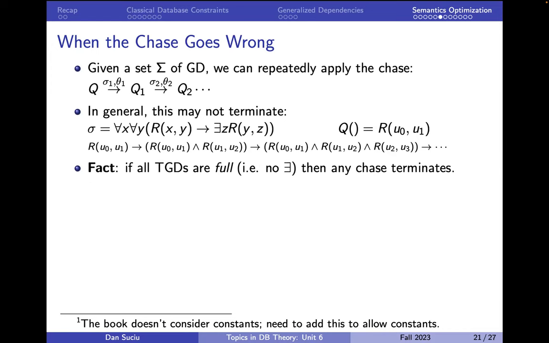It's the existential quantifier. If we didn't have an existential quantifier, then we never create these fresh variables, and then the number of atoms we can create is limited. It's finite. It consists of only the existing variables in the query. But people did look at this question. If we have existential variables, can we still have some syntactic property that ensures termination? That syntactic property is called weak acyclicity.